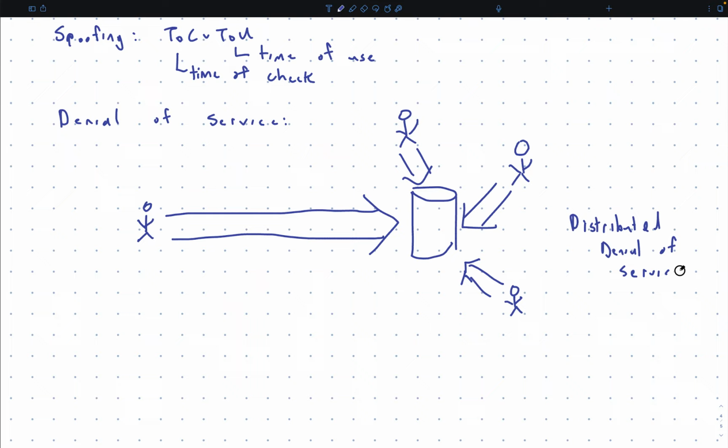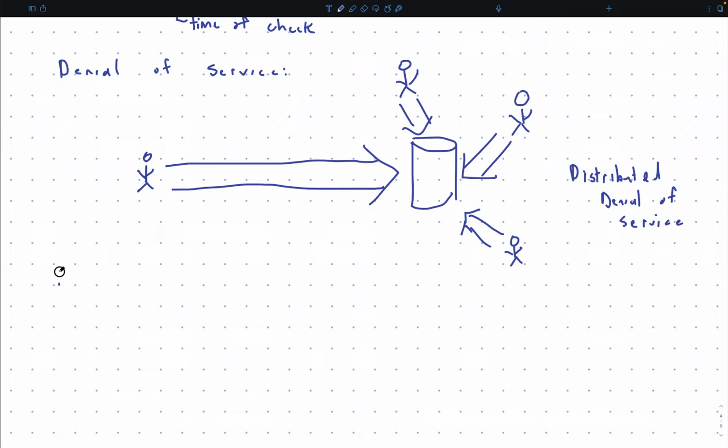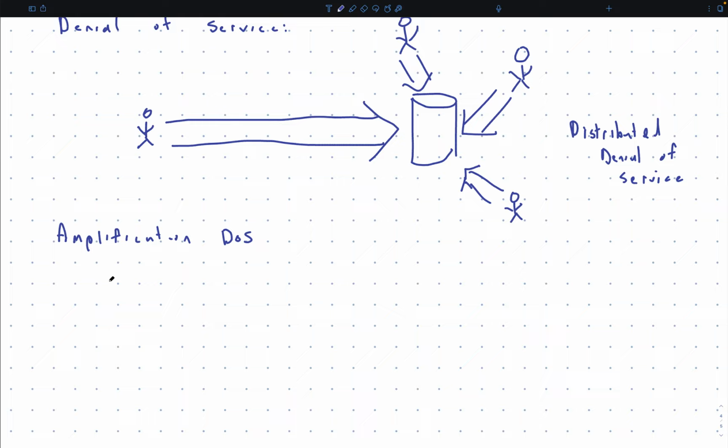Now, what we're seeing today is even different yet. We're seeing what are called amplification attacks. So the way this works is, first off, you find something that runs over what's called UDP. So this is an alternative to TCP.